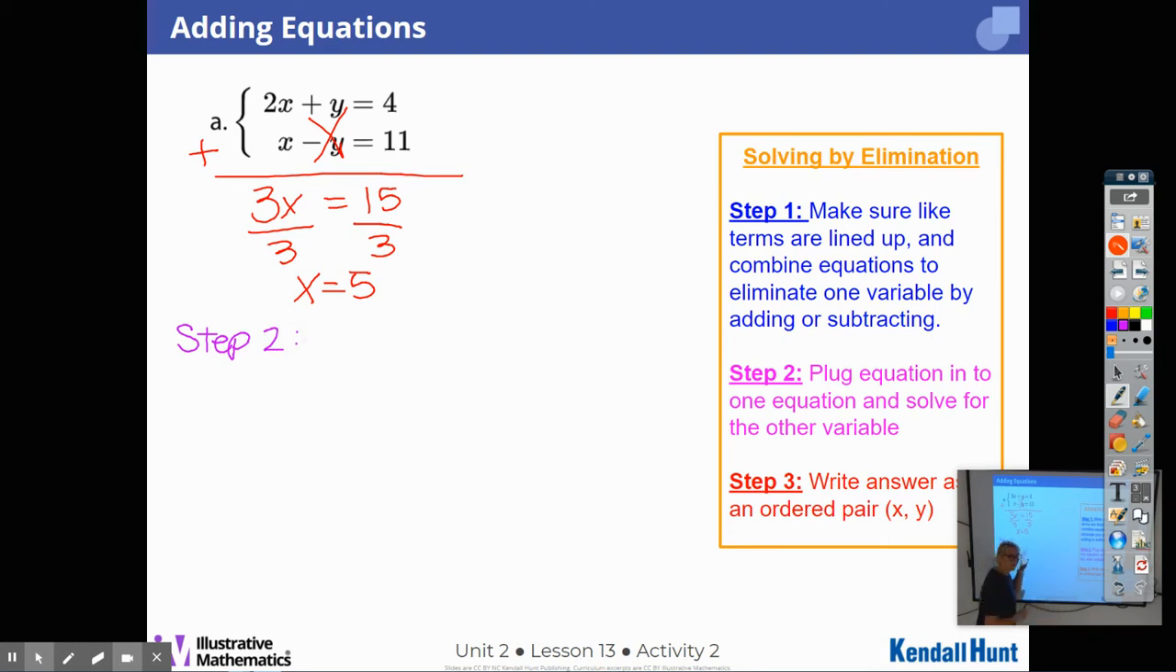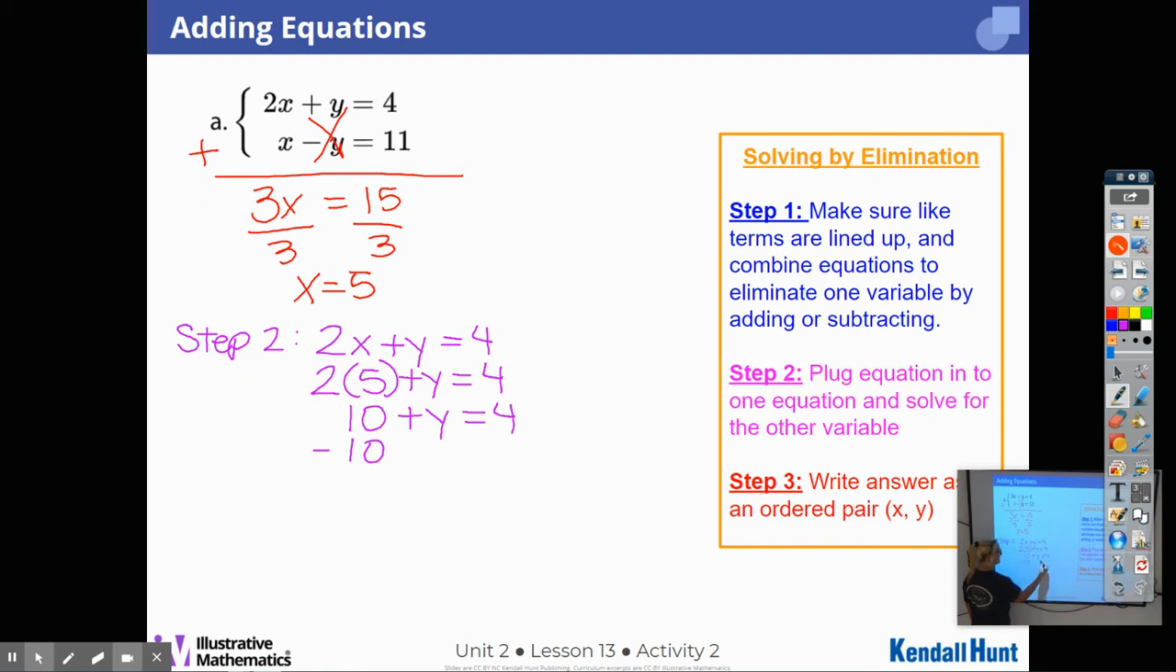For step 2, I'm going to replace x in either one of these equations. I'm going to use the top one because both values are positive there. So 2x plus y equals 4. Instead of x, I'm going to put 5. 2 times 5 is 10, plus y equals 4. Subtract 10 from both sides. Bring down the y. 10 minus 10 cancel out. And 4 minus 10 is negative 6. And then the last step is just to write your answer as an ordered pair.